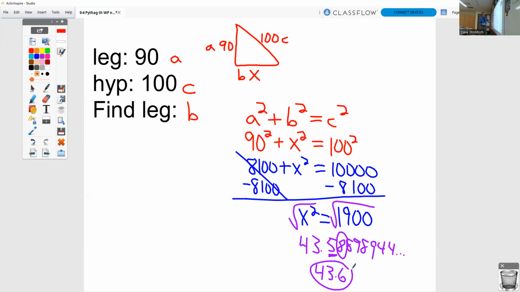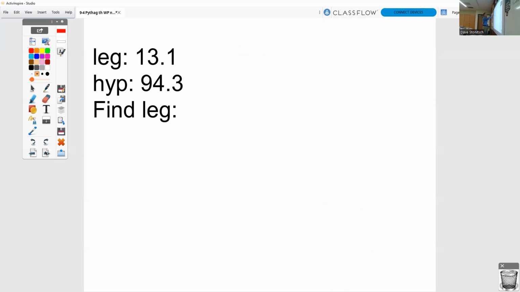So again, be careful. Sometimes you're given the 2 legs and you have to find the hypotenuse. Other questions, you are given the leg and the hypotenuse, and you have to find the other leg. Sometimes they'll give you them as decimals. So again, your hypotenuse is always your C side. So this 94.3 is your C side. Doesn't matter what you pick for the 2 legs, but they are A and B.